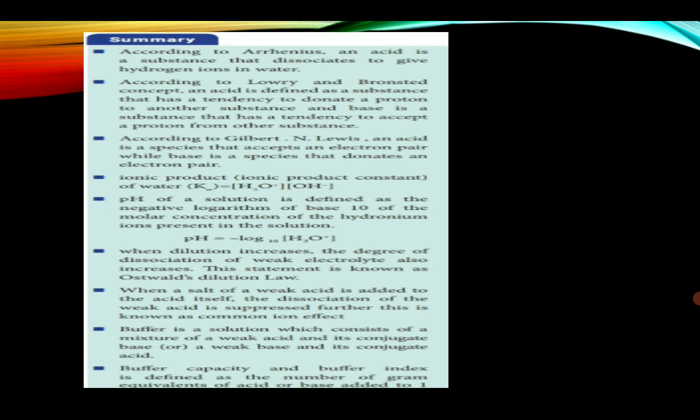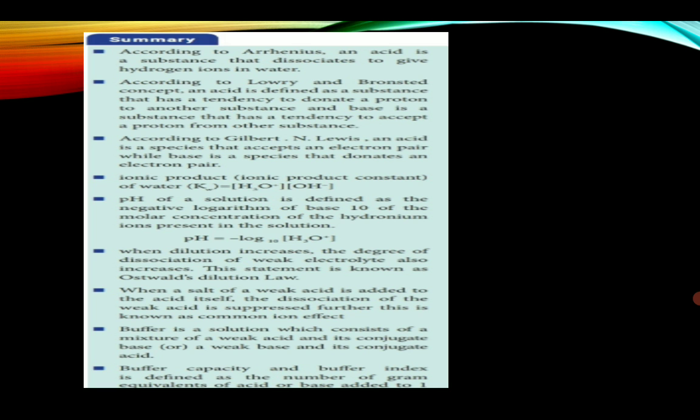What is pH? pH of a solution is defined as the negative logarithm to base 10 of the molar concentration of the hydronium ion present in the solution. Simply it can be given in an equation: pH is equal to minus log base 10 of the H3O+ ion concentration. Then Ostwald's dilution law: when dilution increases, the degree of dissociation of a weak electrolyte also increases. This is the dilution law.